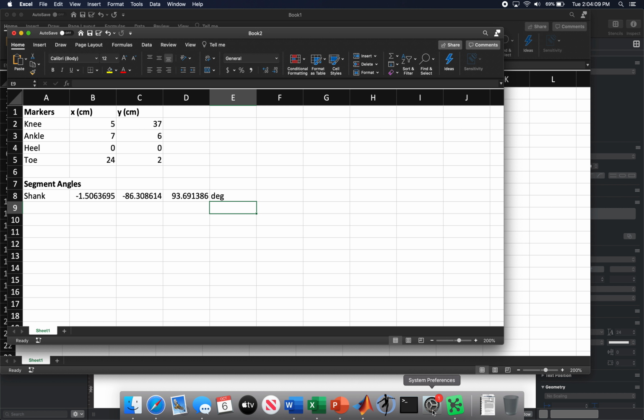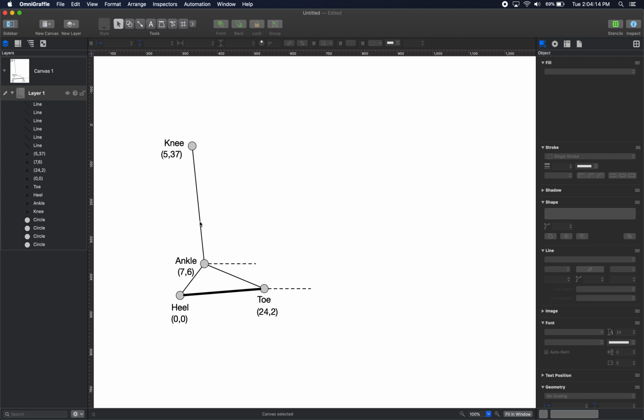Let's go back to our diagram and see if we pass the reality check there. Does that angle look like it's about 94 degrees? Yeah, it's inclined a little bit further back, or a little bit more counterclockwise from straight up, relative to the right horizontal here. So 94 degrees seems like a plausible angle for that position of that segment.